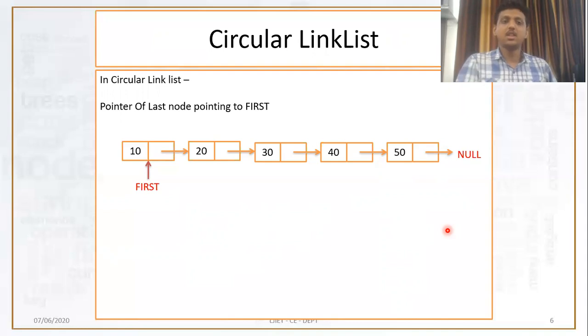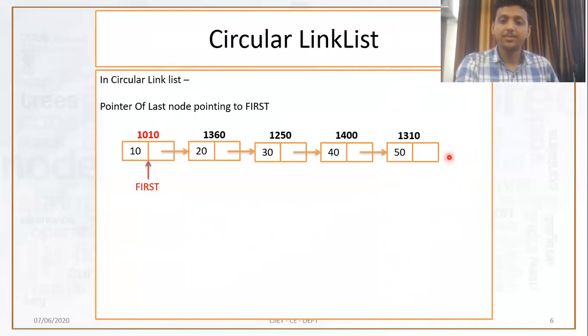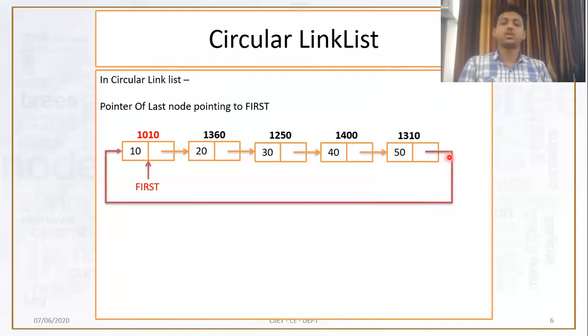The difference is that in a circular linked list, the pointer of the last node points to the first node of the list. In a single linked list, the pointer of the last node points to null. So right now this is a single linked list, but after that, see, this becomes circular, because the pointer of the last node points to the first. This is just a little bit of difference between a single linked list and a circular linked list.